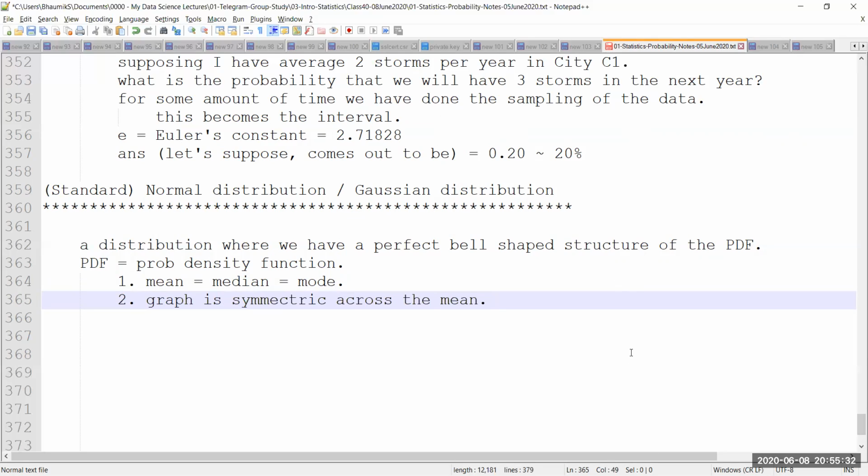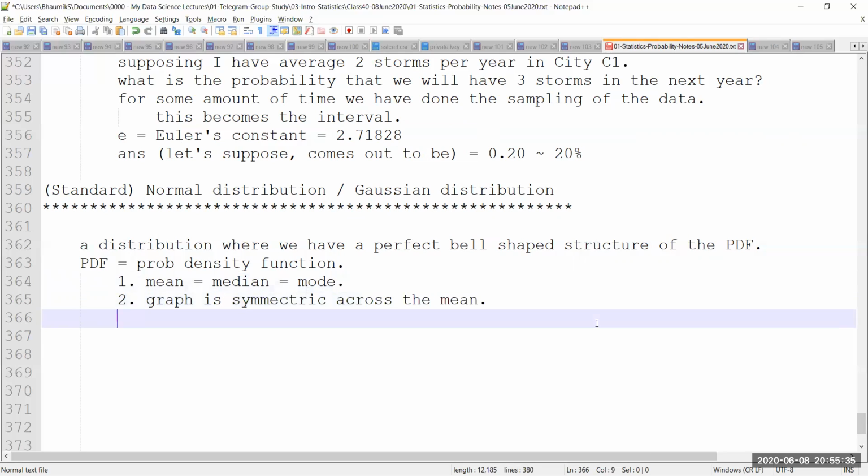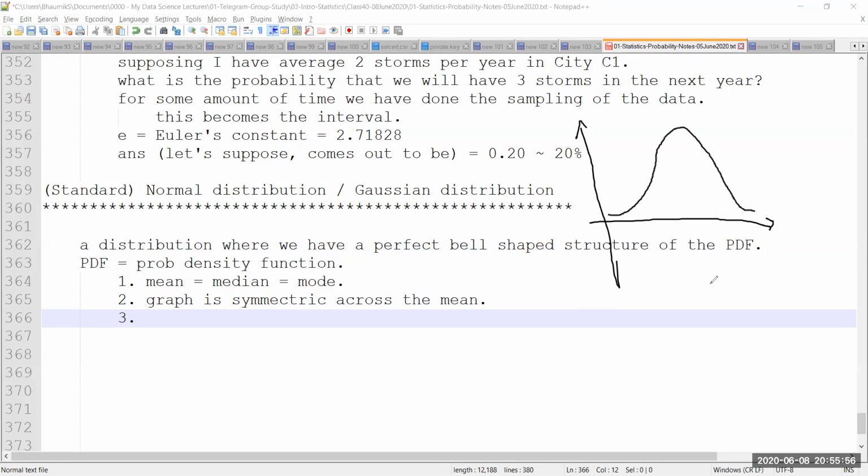So if this is the middle part, you have the mean, and then on the left side and the right side, you have the same kind of graph, the same kind of structure. That's why it is symmetric across the mean. Let's say I have a normally distributed variable which is like this. What if I want to take values beyond this point and this point as well? Then I will see that this line over here is actually running in parallel to the x-axis.